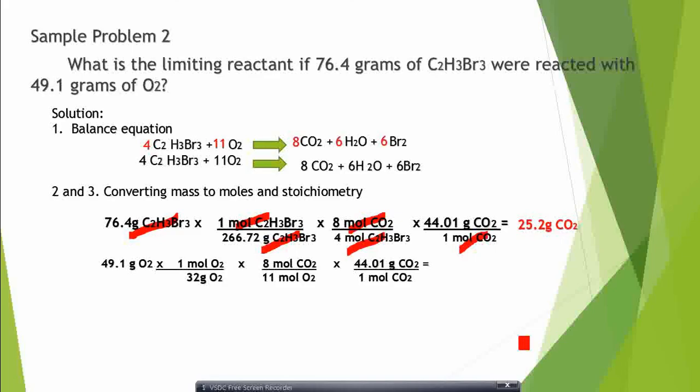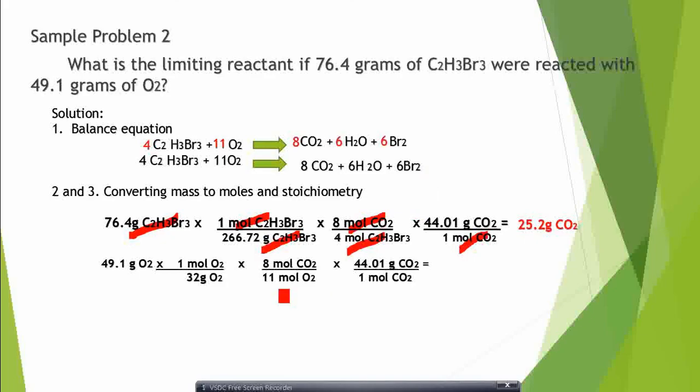Okay, so we have 49.1 grams of oxygen. So oxygen times 1 mole of oxygen divided by 32 grams of oxygen. So 32, 2 atoms of oxygen. 16 times 2 is 32. 16 is the atomic weight of oxygen, times 2 since 2 atoms of oxygen, 32 grams. Times 8 moles of carbon dioxide. It is here in our balanced chemical equation.